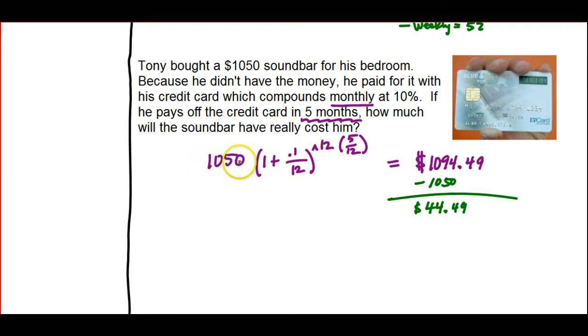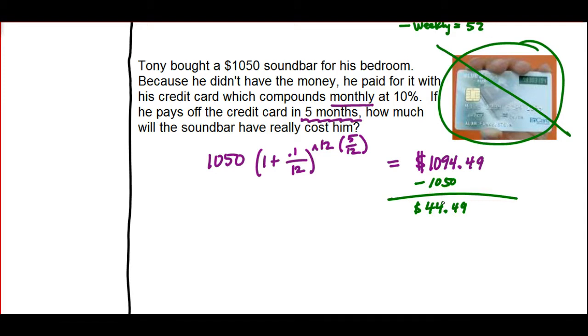The credit card people gave $1,050 to the people that made the soundbar, but then the credit card people kept an additional $44, so it ended up costing him $44 more than what he originally thought. So he paid $1,050 to the people that he got it from, and then he paid an additional $44.49 to the credit card people. This is supposed to illustrate to students that when you use a credit card when you can't afford something, you just end up paying more money, and all it does is feed the credit card companies more money as well.